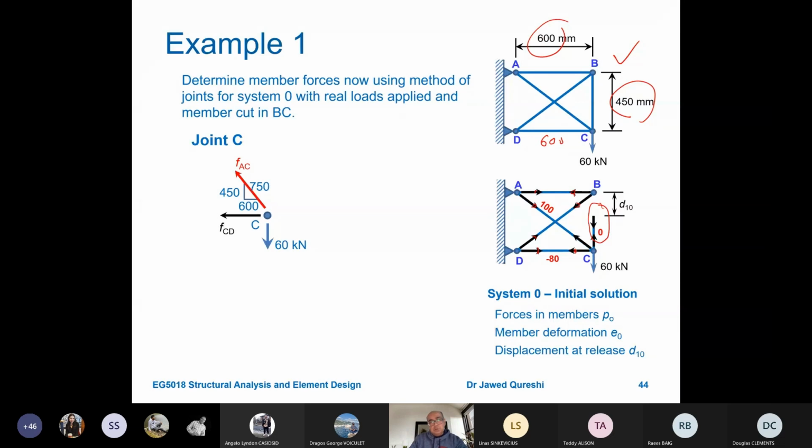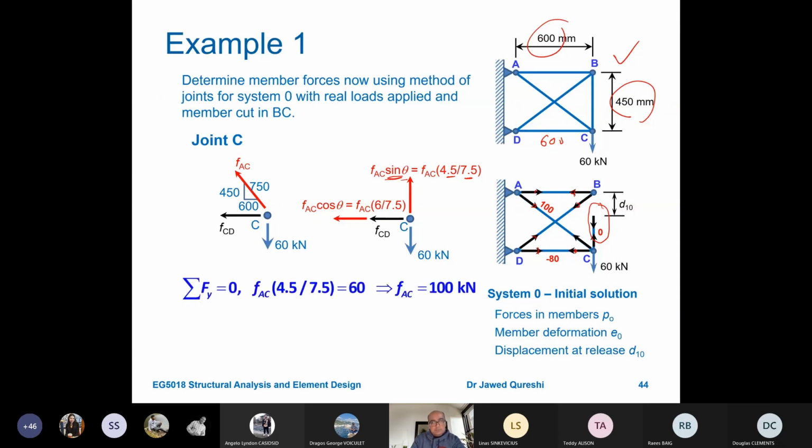Now, I have to resolve first of all this FAC into horizontal and vertical components. The vertical component is going to be upwards, FAC sine theta, and sine theta is equal to the vertical dimension divided by the hypotenuse. And the horizontal component will be equal to FAC cos theta, and cos theta will be equal to the horizontal dimension divided by the hypotenuse. Now I will use summation of vertical and horizontal forces equal to 0.